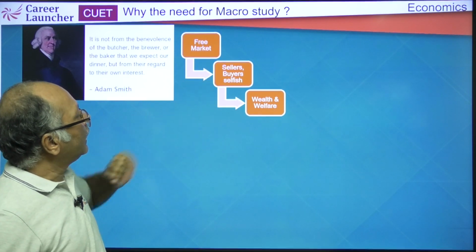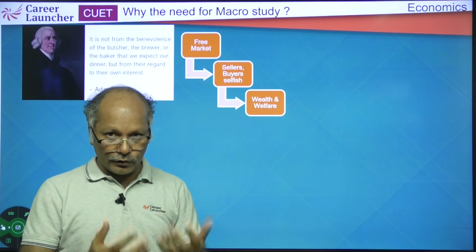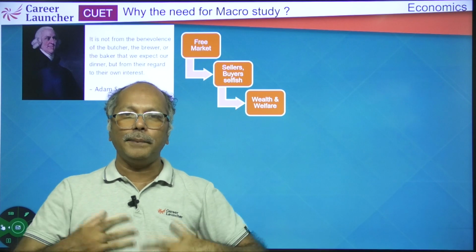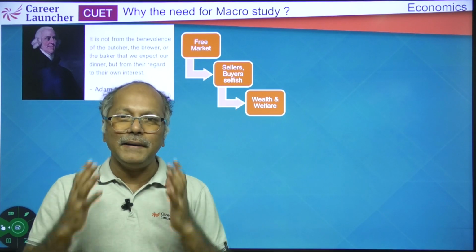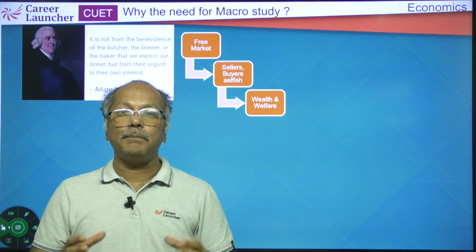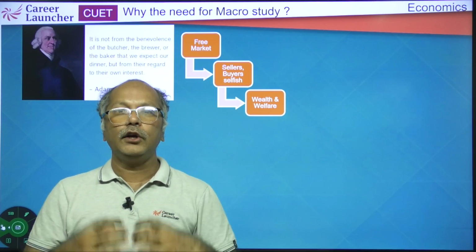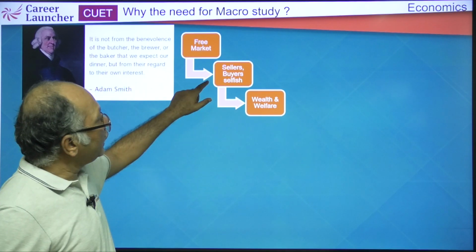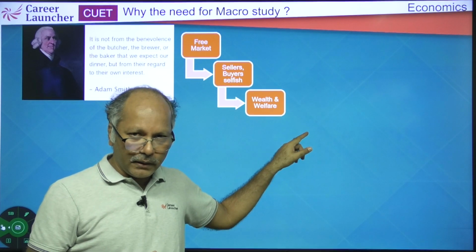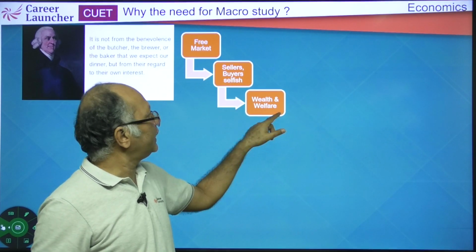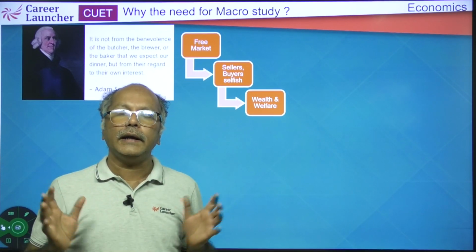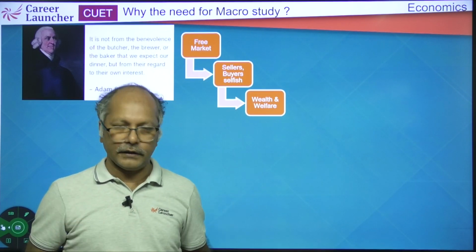He said that if you let sellers who produce and want to sell, and buyers, operate on completely selfish interest, which means every person is trying to take the best out of what he or she can get, then there is no need for anybody to intervene. This process itself, he said, will generate wealth and welfare for the entire economy, the entire country, the entire state.